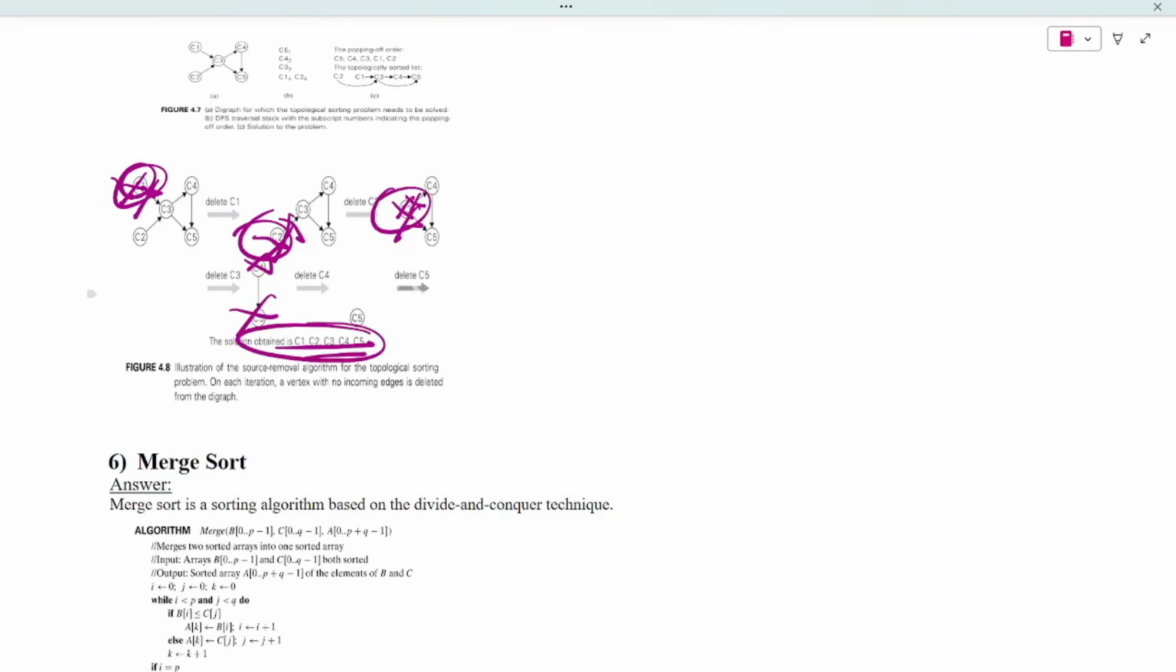This is the topological sort, how you have sorted. The order is, you will be writing it as the solution there. I hope you got this.